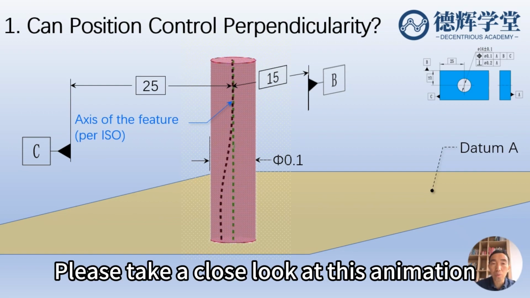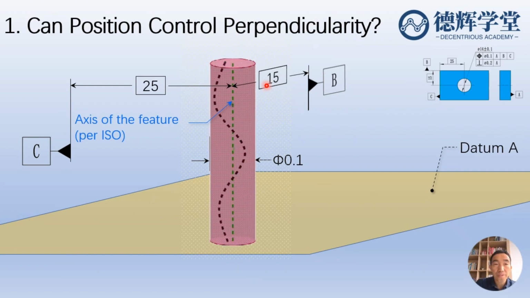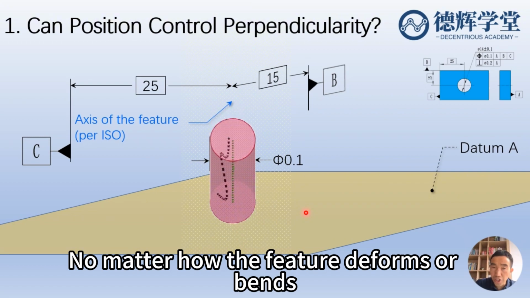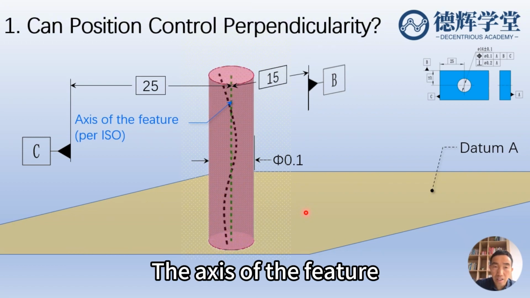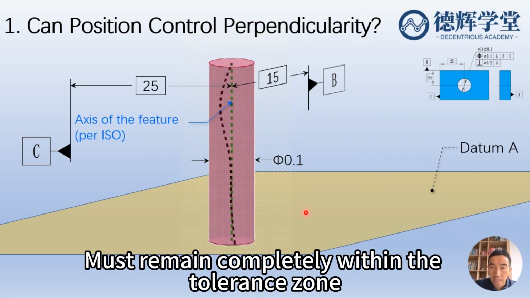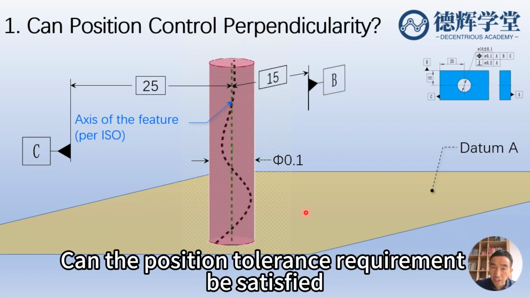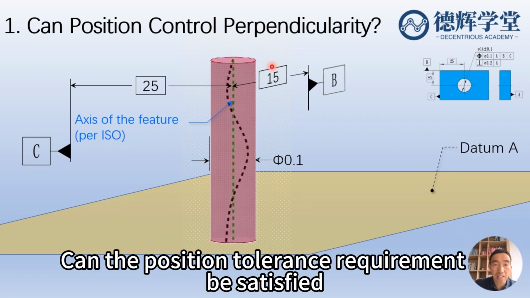Please take a close look at this animation. No matter how the feature deforms or bends, the axis of the feature must remain completely within the tolerance zone. Only then can the position tolerance requirement be satisfied.